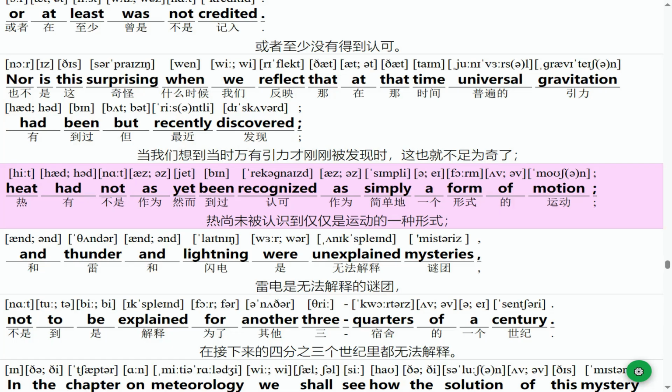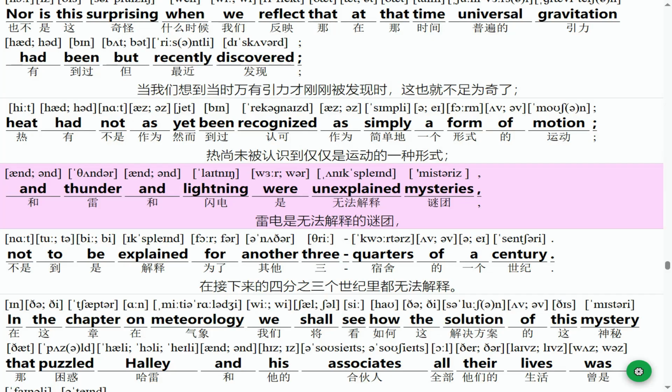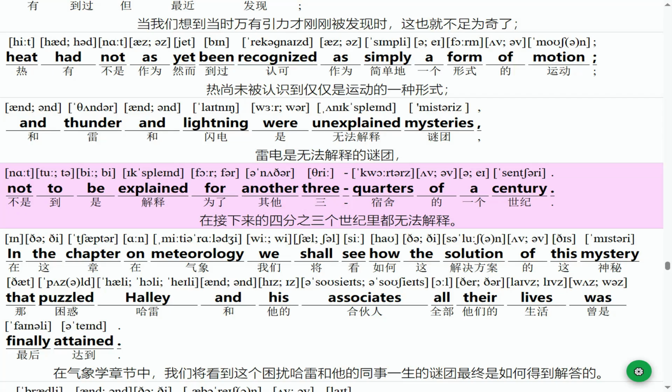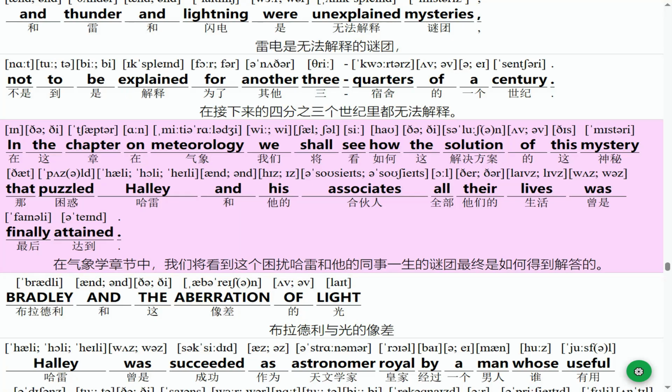Heat had not as yet been recognized as simply a form of motion, and thunder and lightning were unexplained mysteries, not to be explained for another three-quarters of a century. In the chapter on meteorology, we shall see how the solution of this mystery that puzzled Halley and his associates all their lives was finally attained.